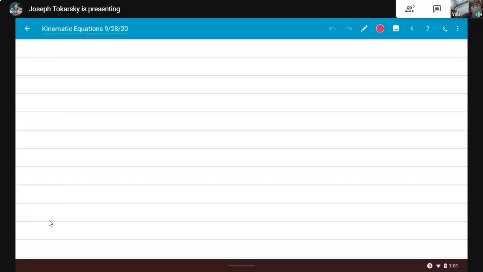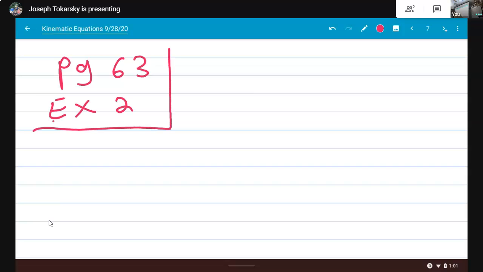Wherever we left off in your notes, I do not expect you to write down and copy out the problem itself. So we're just going to write when we do examples that are in the book, like we're doing right now. We're just going to write page 63, example 2. And I briefly mentioned yesterday there's a certain format moving forward now that we're going to start getting heavy on problem solving.